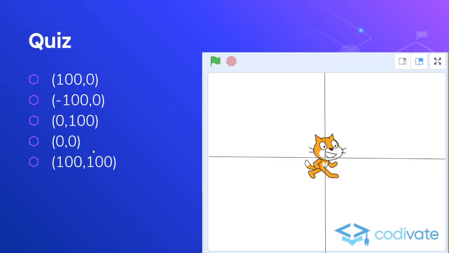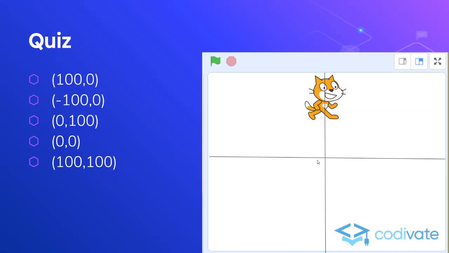So, here is a little quiz on the coordinate plane. The goal is to figure out which of these options shows where the cat is right now. So the cat right now is at the center of the screen. Which of these coordinates would tell you that? Which coordinate shows where the cat is? The answer is 0, 0, because the cat does not have to go anywhere. The cat is already at the center. Remember, you start from the center and then you go to where the cat is.